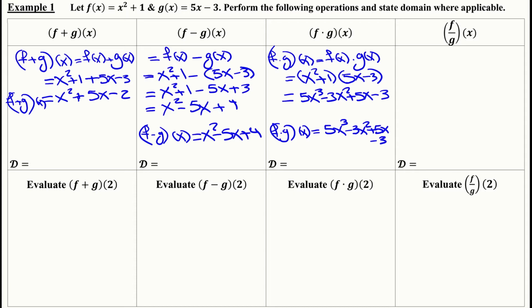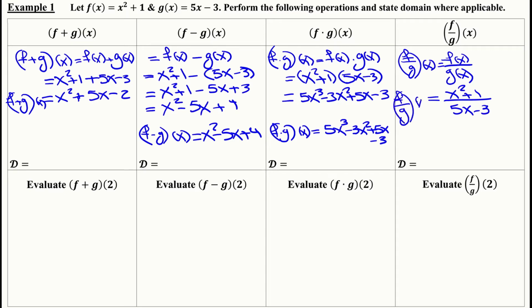For f over g of x, we also apply the definition. When we want f over g of x, we need to calculate the output of f and divide it by the output of g at that input x. So we know that f of x is x squared plus 1, and g of x is 5x minus 3. So that is basically f over g of x. Now, with this one in particular, we do want to make sure that we avoid 5x minus 3 being 0, which means x equals 3/5.